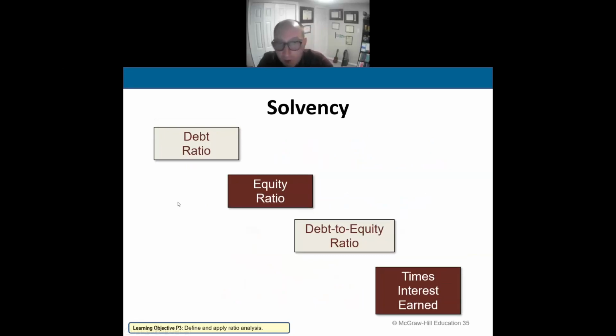Okay, the next batch of ratios: solvency. Now we talked about this, right? This is a company's ability to pay all of its debt and not go out of business. That's solvency, the company's ability to pay all of its debt. That's why you see debt in all these ratios: debt ratio, equity ratio, debt to equity ratio, and times interest earned.